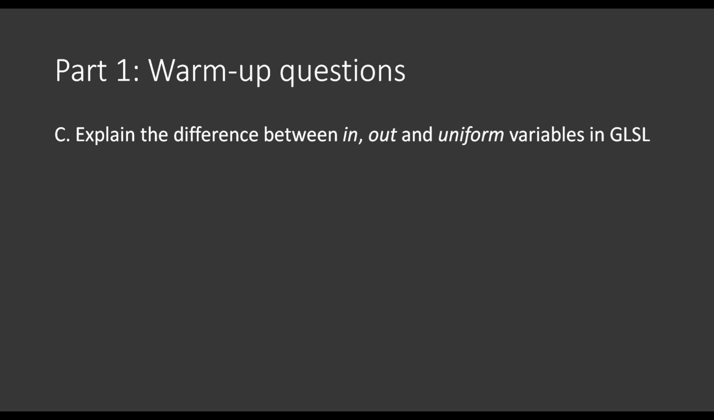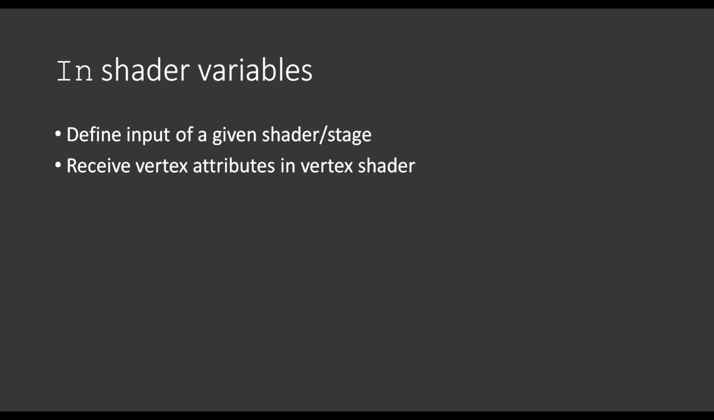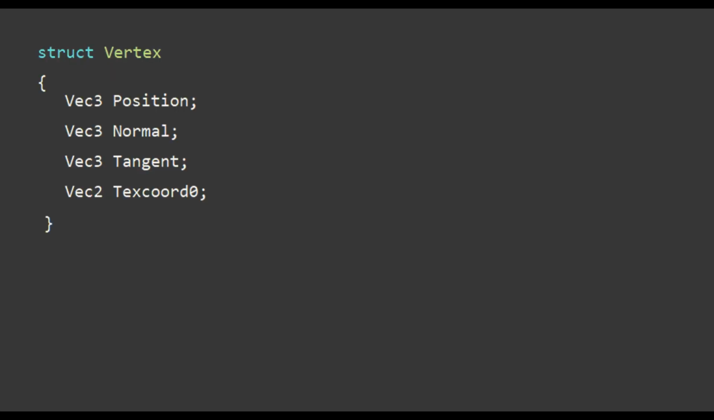Question C. Explain the difference between in, out, and uniform variables in GLSL. In variables define input of a given shader or a given stage. In case of vertex shader, they directly correspond with vertex attributes. Vertex attributes can include anything, but usually include positions, normals, UVs, colors, etc.